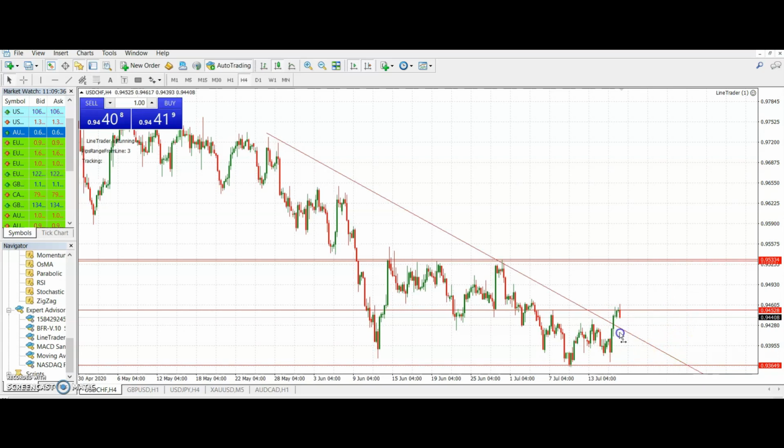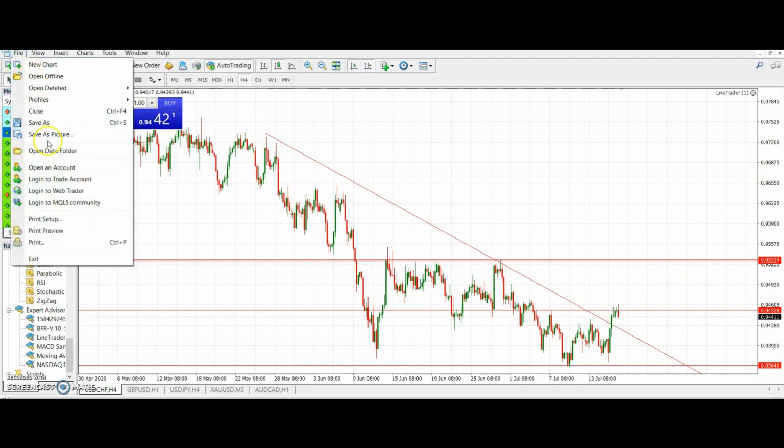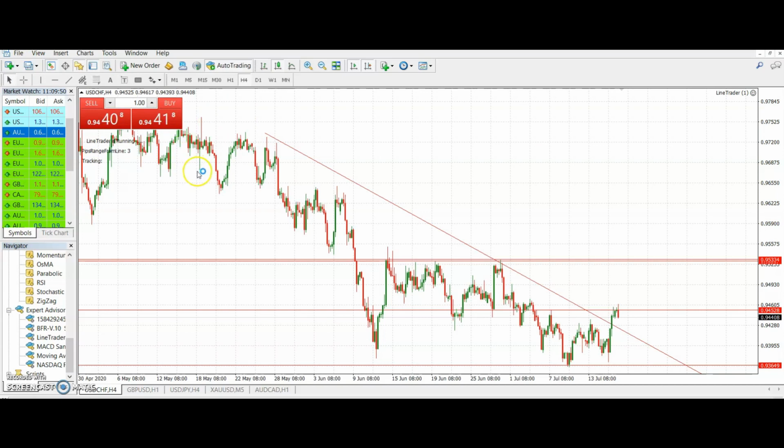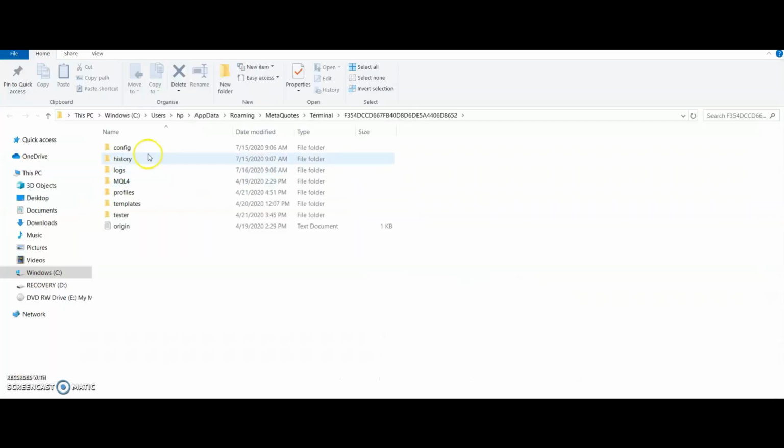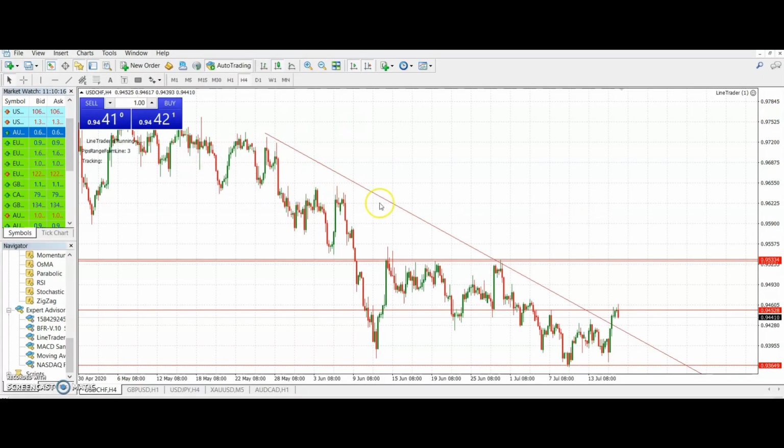Let's look at how you install it and some of the benefits it has. Obviously this is an expert advisor, so you would come to File, open Data Folder, then MQL4, then Experts, and you can see I already have it right here. Then you just refresh your charts and you have something like this.